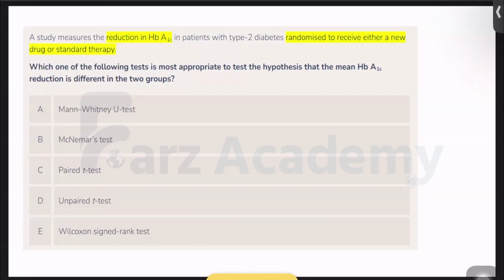Quick. Hypothesis. Again, significance test, parametric, non-parametric. Reduction in A1C, parametric, correct? Two groups. It is not before and after, it is two groups. One is going to receive standard therapy, one is going to receive the drug. So unpaired data parametric test.